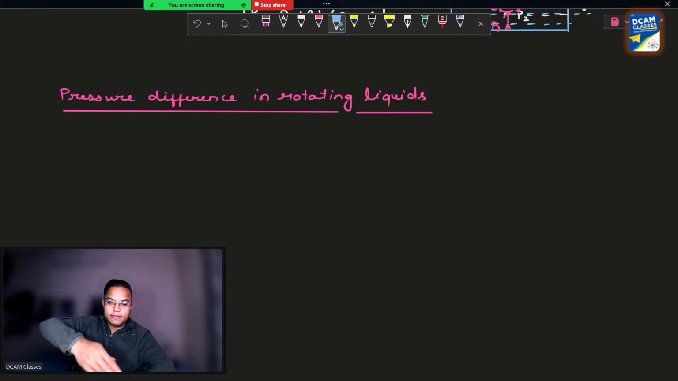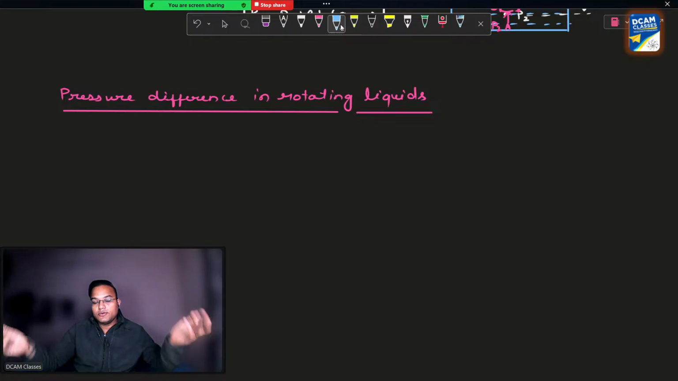Suppose you are mixing something. In Holi or some festivals, I don't know whether they play Holi that much in your place, Haripriya, but in the North they do. Whenever we are mixing colors in water, we tend to rotate it. We pour the color and then rotate it. When we rotate it, the water tries to come out from the outside, from the corners.